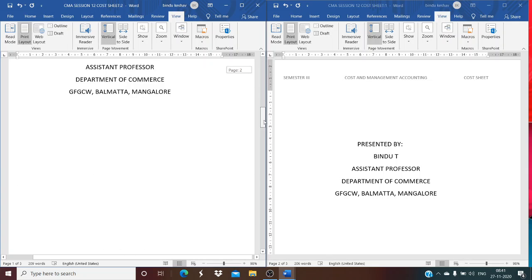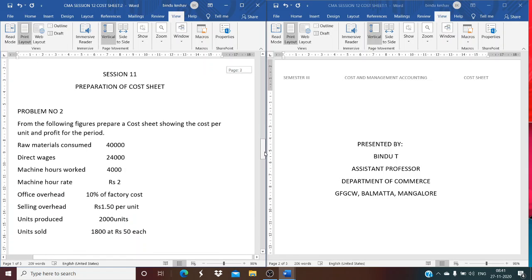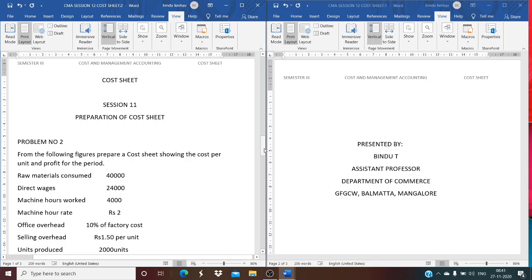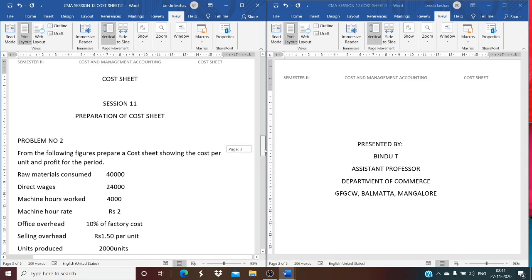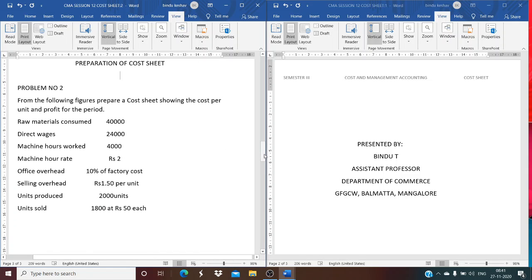The second problem on cost sheet will be worked out. It's a simple problem wherein we are asked to prepare a cost sheet as per the information given. The question is like this. From the following figures, prepare a cost sheet showing the cost per unit and the profit for the period.